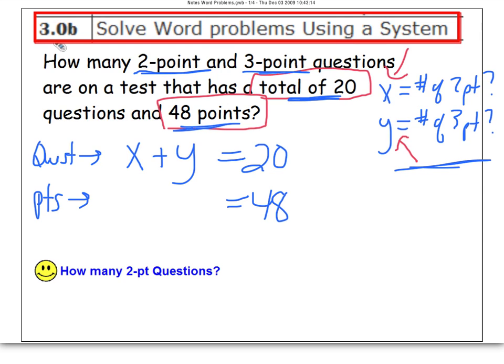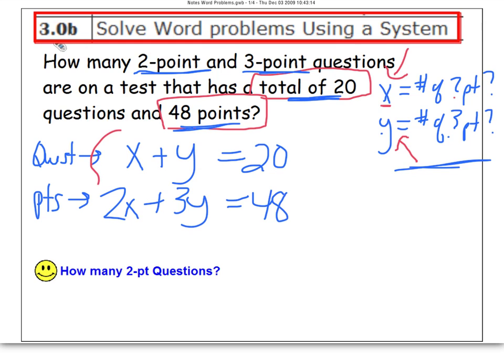Well, however many questions there are for the x, let's say there were 5 questions, if someone said how many points, I would say, well, there's 5 questions times 2 points, there's 10. I would do 2 times x. So that's what that is. What if there were 6 3-point questions? Well, I'd say 6 times 3 is 18. That's how many points it is. So then I would write 3y. This is your system, and now you can use any algebraic method to solve, either substitution or linear combination.